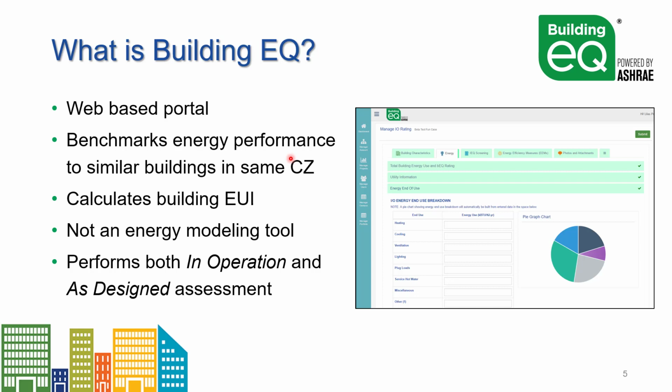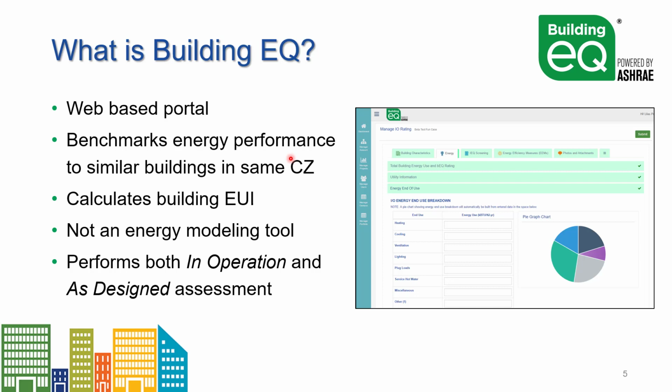So it's not an energy modeling tool, not meant to replace a zone-by-zone 90.1 Appendix G tool that a consulting engineer would use in the design process to compare different HVAC systems or understand the impact of the envelope. This is a benchmarking tool.